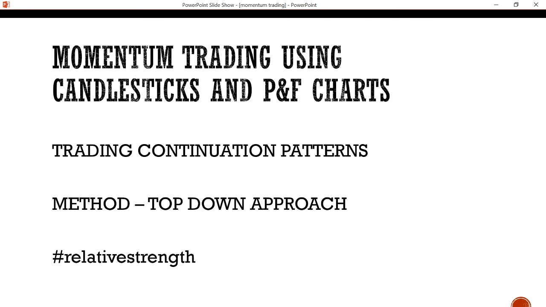Hello everybody. Today I am sharing one of my trading setups, which is momentum trading, and I do momentum trading using candlesticks and point and figure charts. I only trade continuation patterns in this setup, and the method is a top down approach, that is considering the relative strength of these sectors and then the outperformers or underperformers in every sector. The concept is to look for support areas in an uptrend and look for resistance in a downtrend.